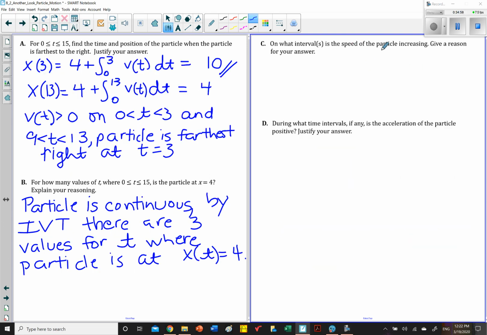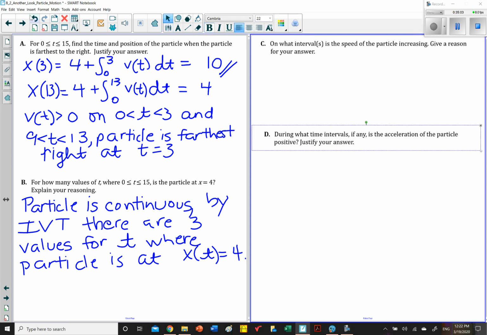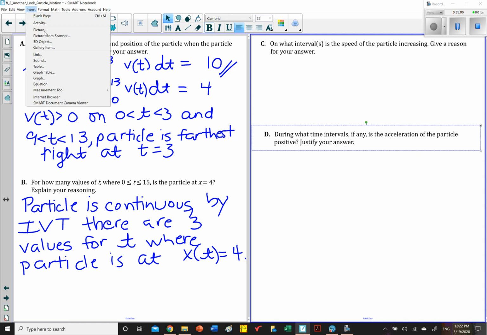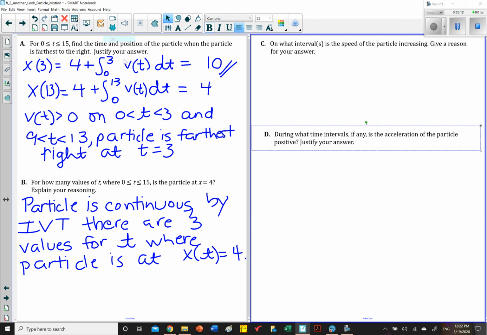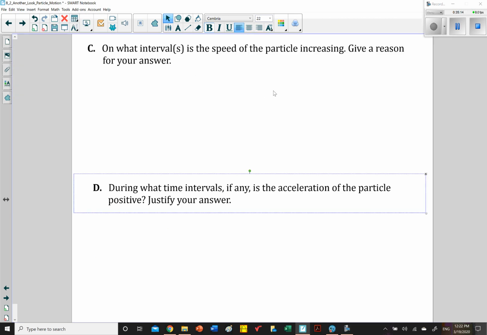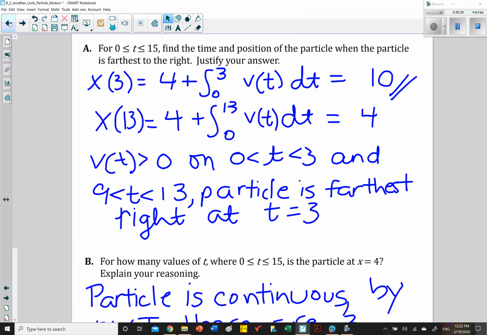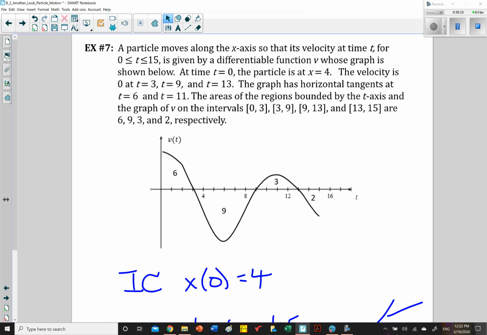All right, so go on to the next table. On what interval is the speed of the particle increasing? Can you give a reason for that? Oh, I don't have my graph. Okay, so the speed of the particle is going to be increasing where the velocity is increasing. So let's go back and take a look at the picture. That would happen on 9 to 11, because they told us that there was a horizontal tangent line at 11. So right in here, velocity is increasing.